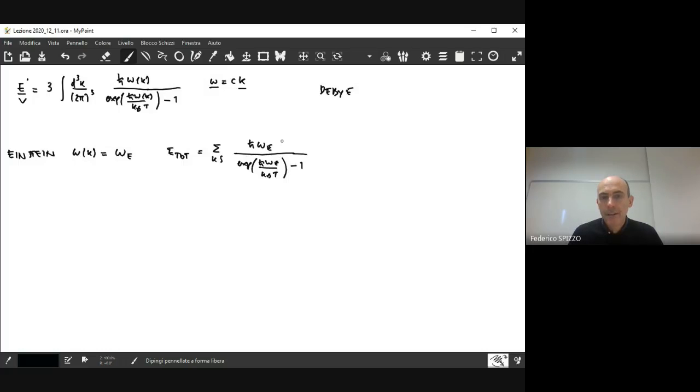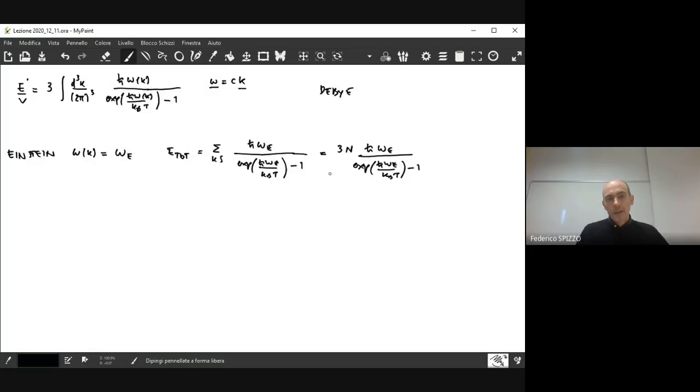As here nothing depends on the indexes of summation, omega e does not depend on k or on s. This is equal to 3 times n h bar omega e divided by the exponential of h bar omega e divided by kBT, minus 1.